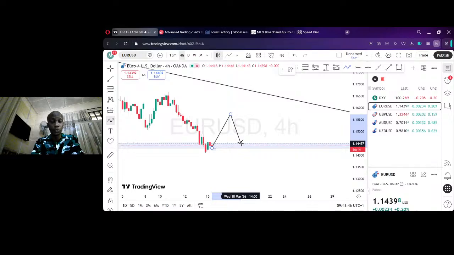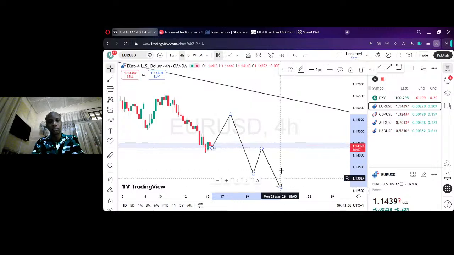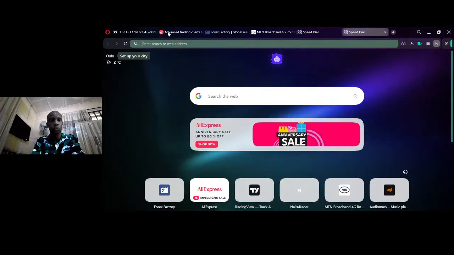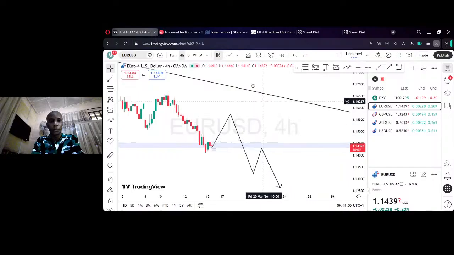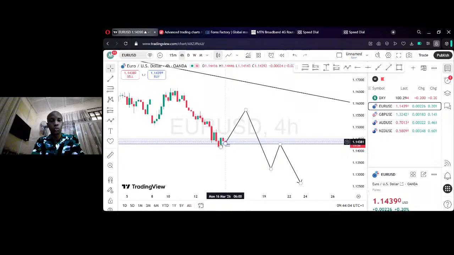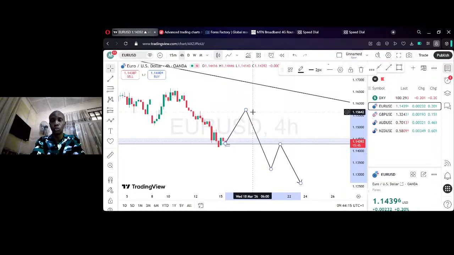And if this support level can be cleared, price will sell down, break out, retest, and price will continue to push to the downside. So 4-hour time frame retest. After the retest, we take a short position from here. If it can break this level, break out, retest, price will continue to descend to the downside.